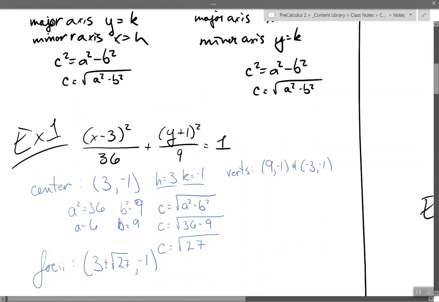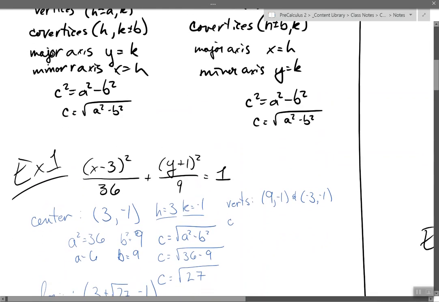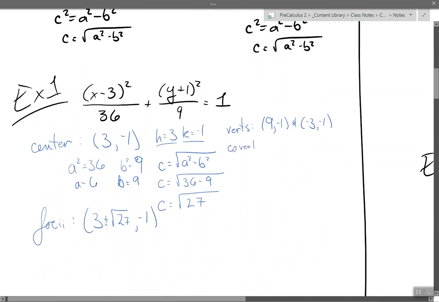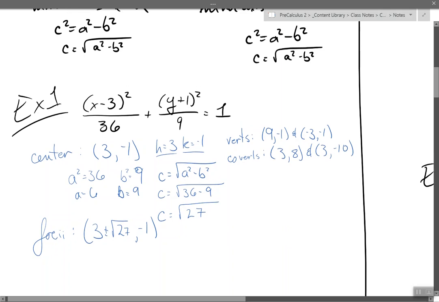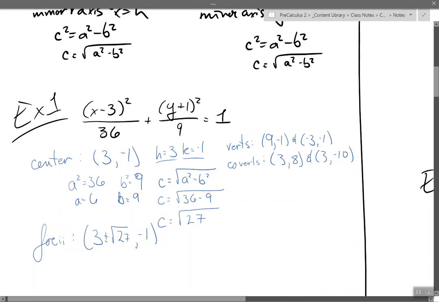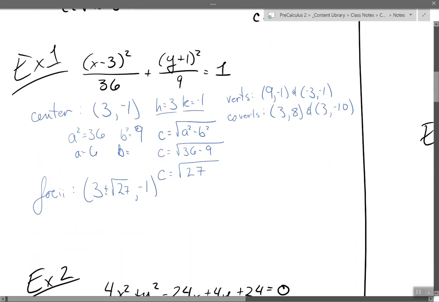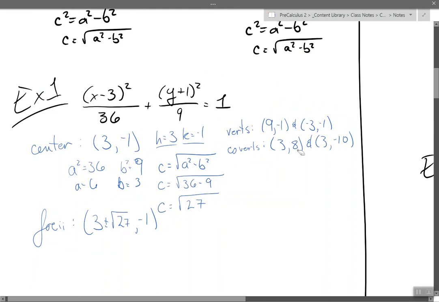The co-vertices are at k plus or minus b. We're moving on to the y coordinate. So co-vertices are at 3 and then -1 plus 9 is 8, and 3, -1 minus 9 is -10. I did that wrong. b is 3, not 9. The square root of 9 is not 9. Change those really quickly here. So we should have -1 plus 3, that is 2, and -1 minus 3, that's -4. Those look better. There we go.